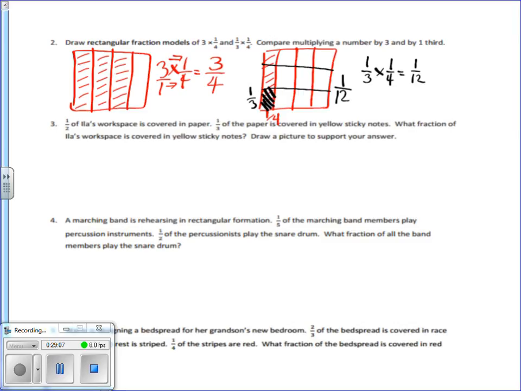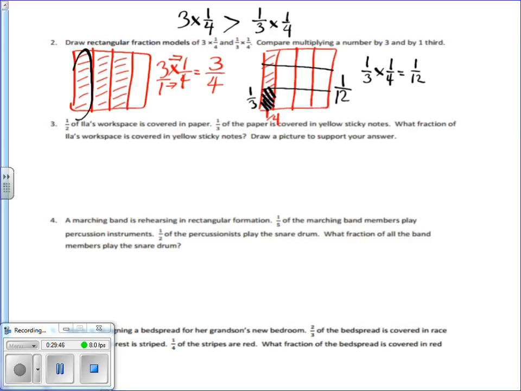If you multiply it by a whole number, what happens to my fraction? It gets bigger. If I do a fraction of a fraction, it gets smaller. So 3 times 1/4 is greater than 1/3 of 1/4, because I took my fraction and multiplied it by a whole number. It made it bigger.